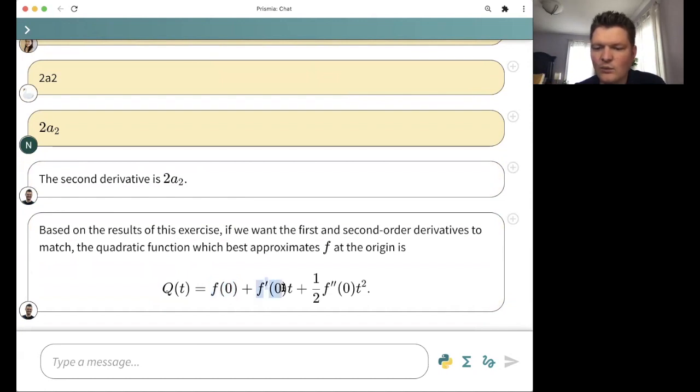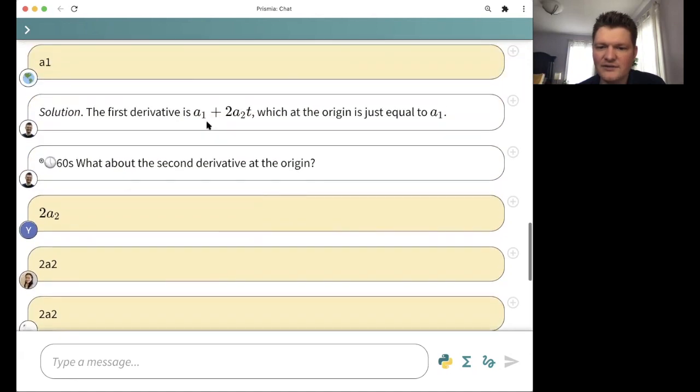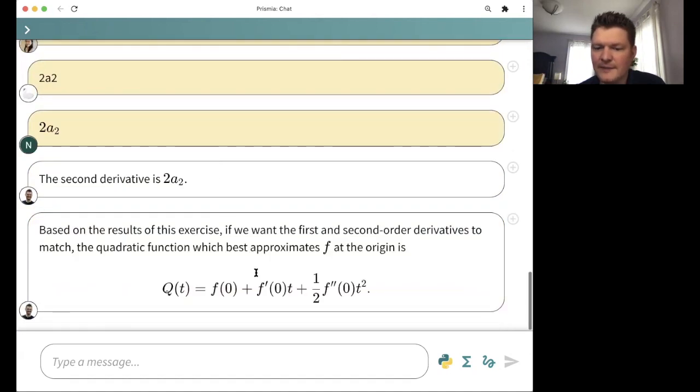We need to let a1 be f prime of 0, because we decided that the first derivative at the origin is a1. And the coefficient of t squared needs to be 1/2 f double prime of 0, because that way, when you differentiate this polynomial twice, you get 2a2. So we decided a2 should be half f double prime. That 2 cancels that 1/2. And you're left with f double prime at the origin equaling the second derivative of this polynomial at the origin.